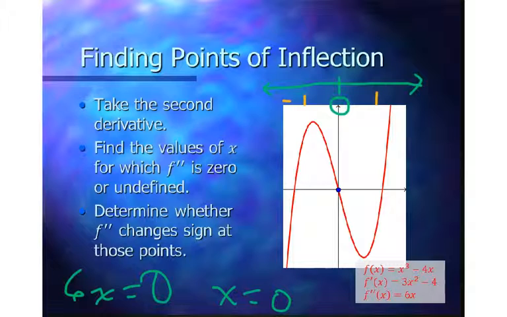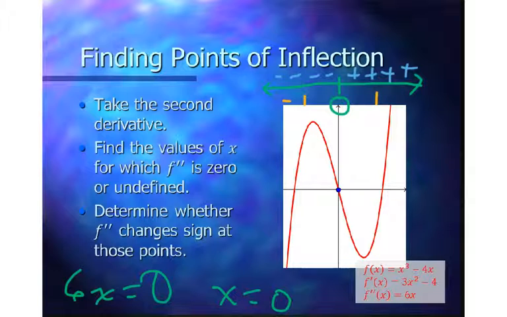Once we pick those values, we're going to plug them into the second derivative. And of course, 6 times -1 is -6. That means that everywhere from -infinity up to 0, this function is concave down. And then we plug in +1, and 6 times +1 gives me +6, which means that everywhere from 0 to infinity, this function has to be concave up.